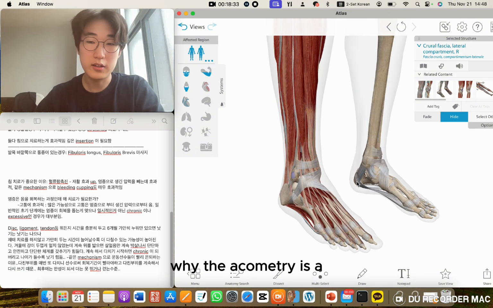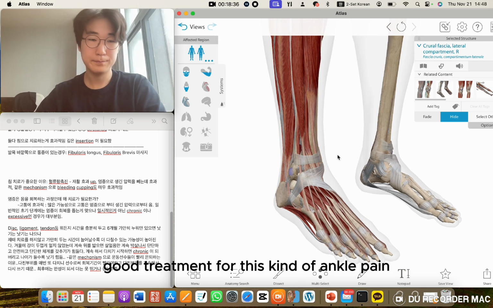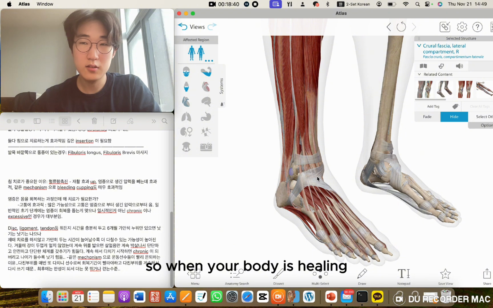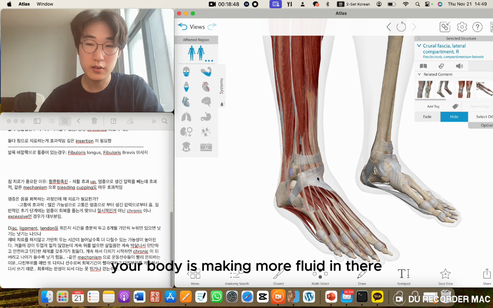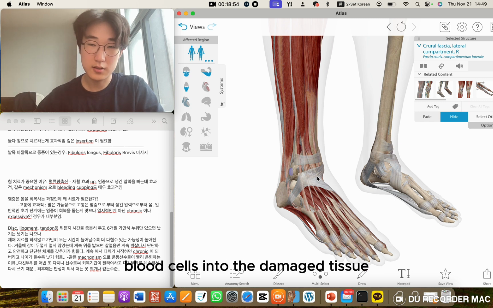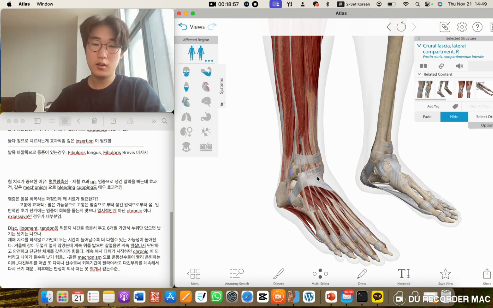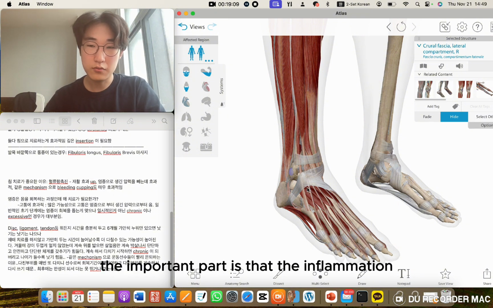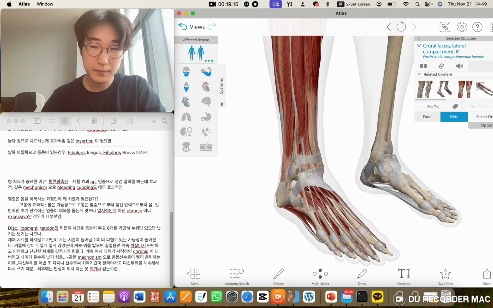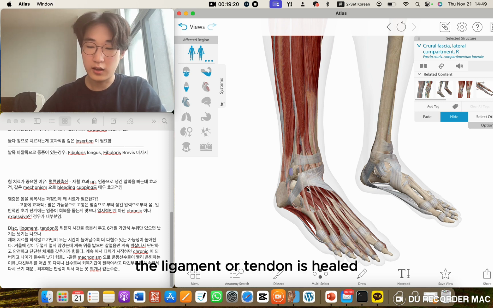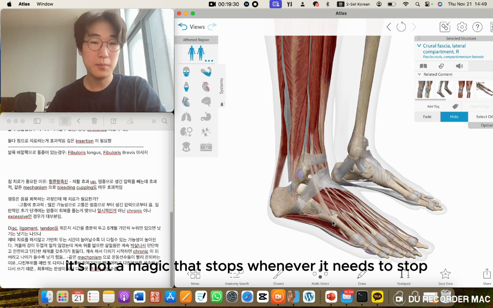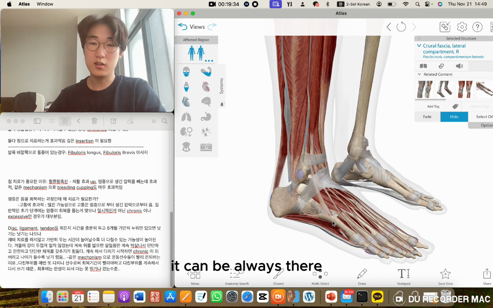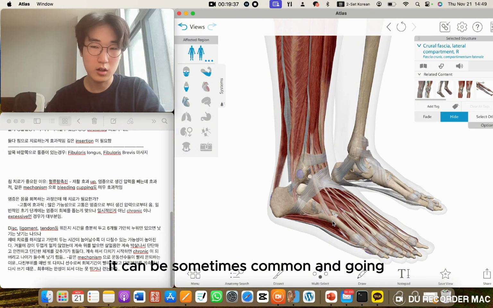So let's now talk about why acupuncture is a good treatment for this kind of ankle pain. So when your body is healing, there's inflammation. It's a healing process. Your body is making more fluid in there. Your body is increasing blood cells into the damaged tissue, so it heals up. But the important part is that the inflammation has no limit. So even after the ligament or tendon is healed, the inflammation can still be there. It's not magic that stops whenever it needs to stop and starts whenever it needs to start. It can be always there. It can sometimes come and go.